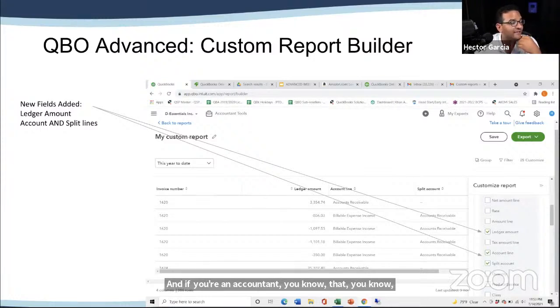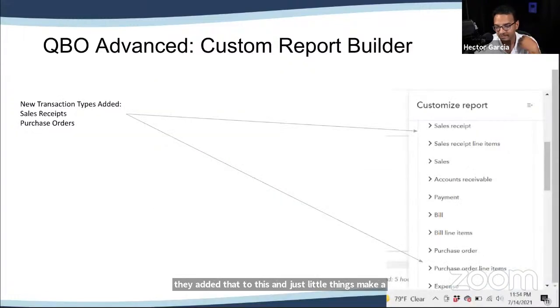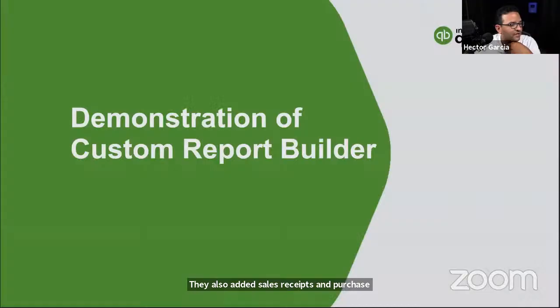They also added a field for split lines. So if you're looking at data, you want to see the source transaction, you want to see the split transaction, you want to see which accounts are being used in each one. They added that too. These little things make a big deal, especially for someone like me that's been building reports in QuickBooks Desktop for so long. They also added sales receipts and purchase orders. So that was very much necessary.